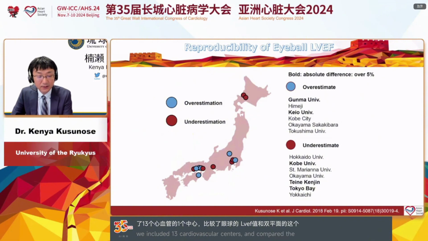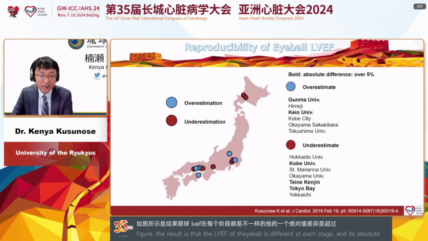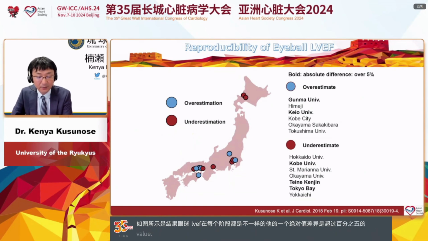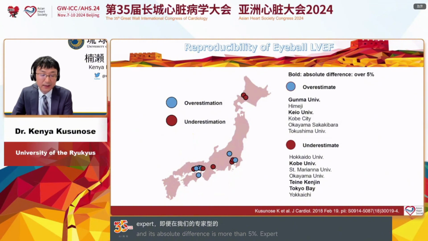Our findings show that the eyeball LVEF was different at each place. 5 out of 13 places had big differences, more than 5% in the LVEF. Thus, even in the expert cardiovascular centers, the LVEF assessment should be standardized in clinical practice.